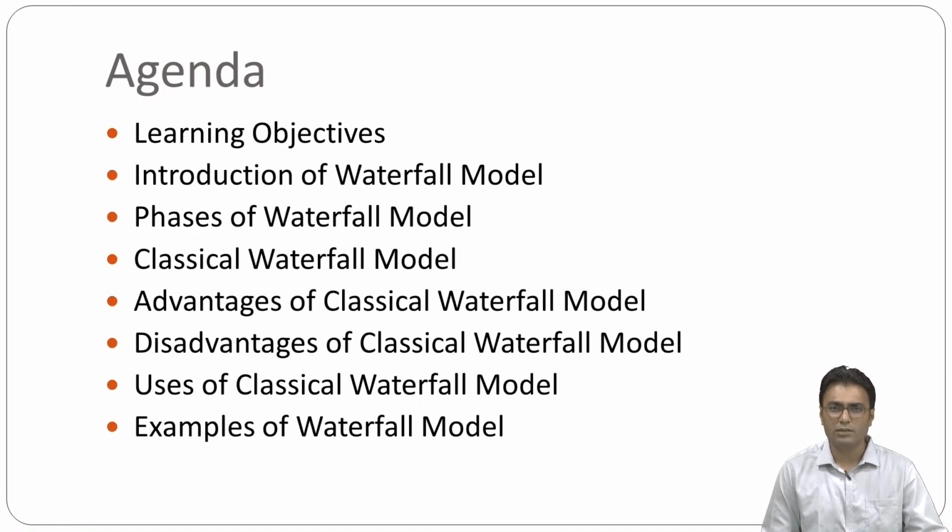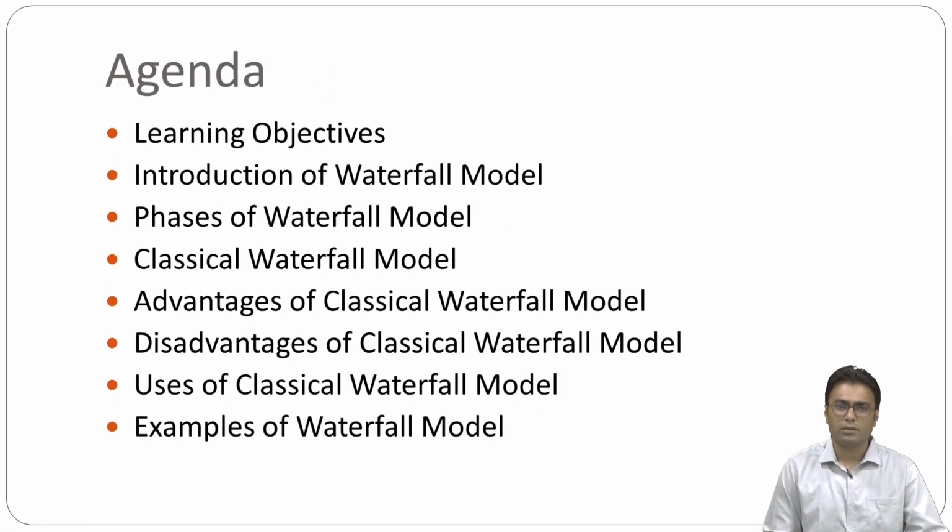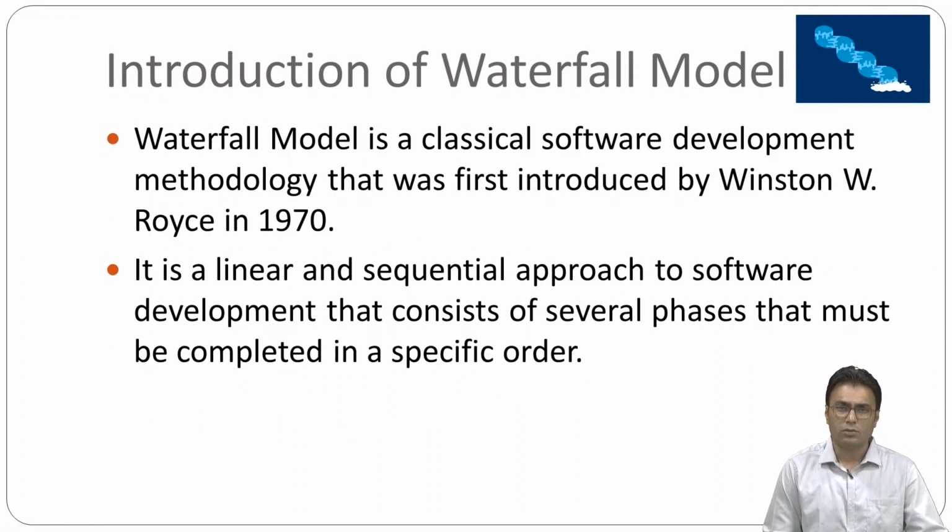So, when you learn this chapter, you will be able to understand the concept of software process, then you will also learn about various linear process models, and at last you will gain knowledge about advantages and disadvantages of various process models. Then we will see phases of waterfall model, then classical waterfall model, advantages and disadvantages of classical waterfall model, then some of the uses of classical waterfall model, and at last some examples of waterfall model. So, on your screen you can see the introduction of the waterfall model.